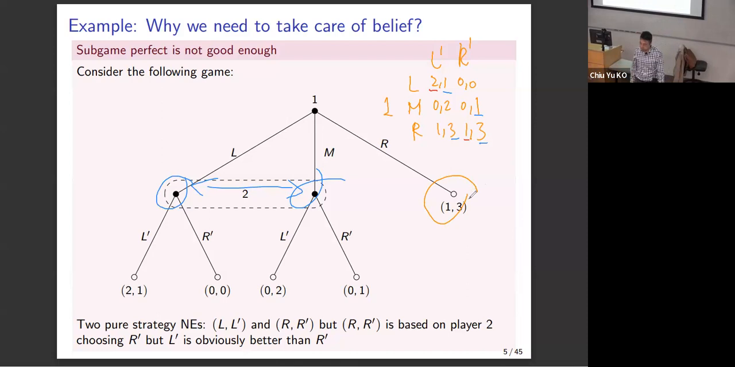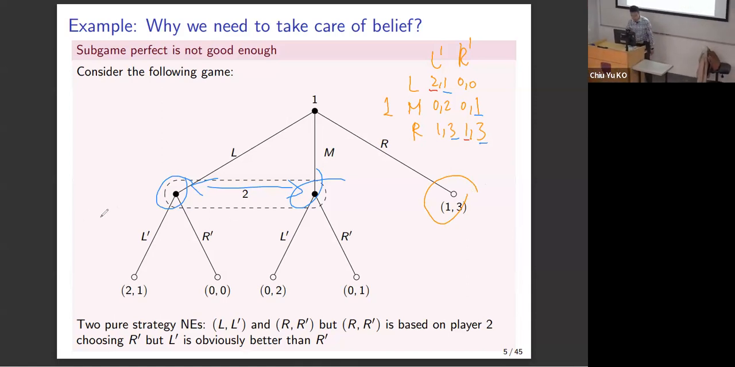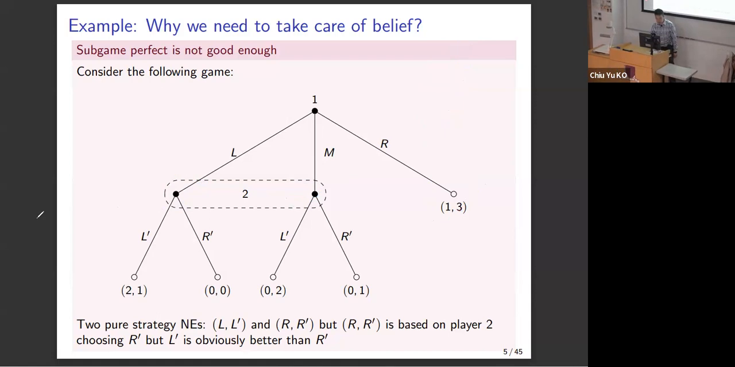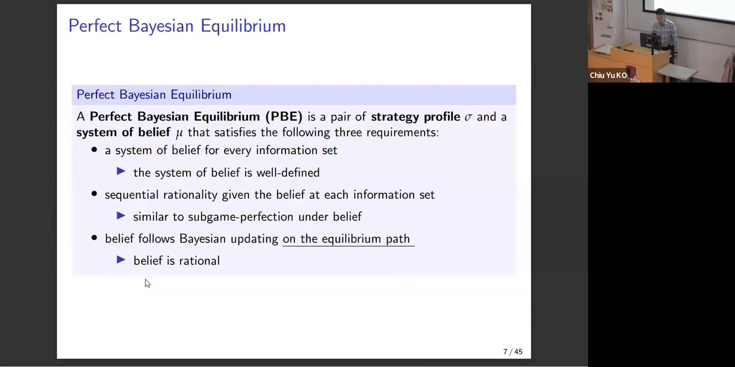That's not allowed. Do you see the difference? Do you see the key here? Okay, so that is the main thing. You have to assign belief on where you are. So that means that if you, that is a definition of perfect Bayesian equilibrium.